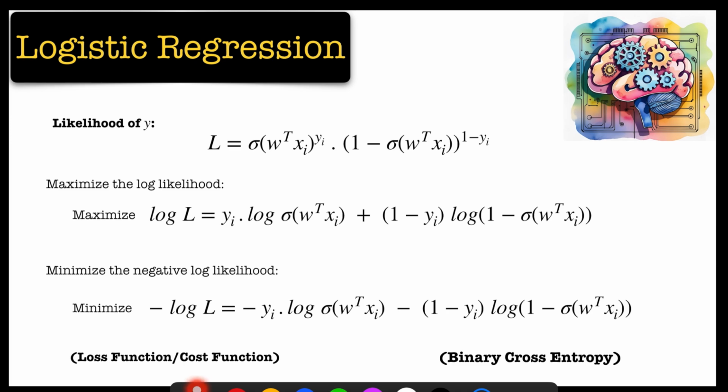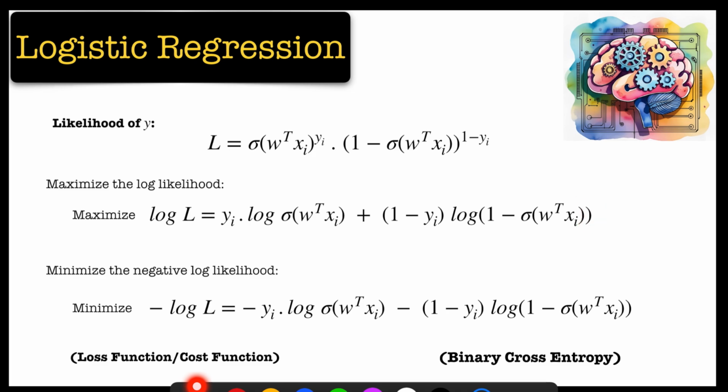Now this is the likelihood we saw here. Now we have to maximize the likelihood, right? So let's maximize the log likelihood. Let's take the log of this. So log of this will be yi times log of sigmoid W transpose xi, plus 1 minus yi times log of this, right? So this is the log likelihood. We have to maximize this log likelihood.